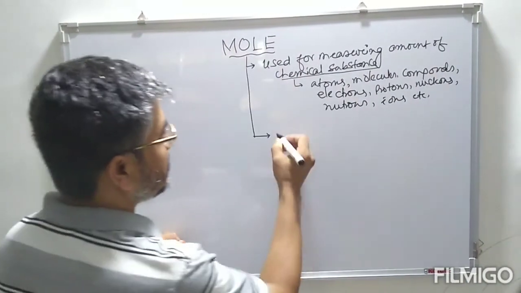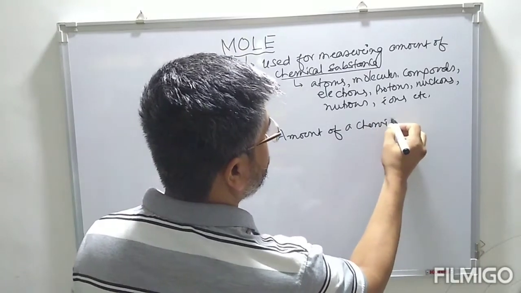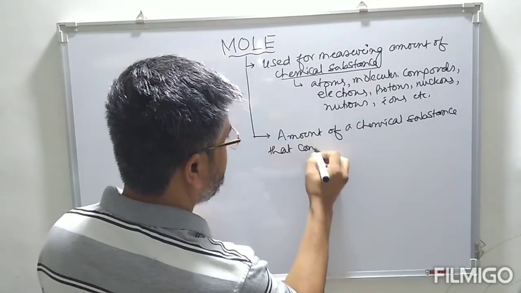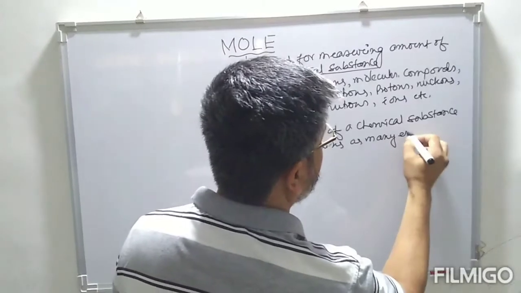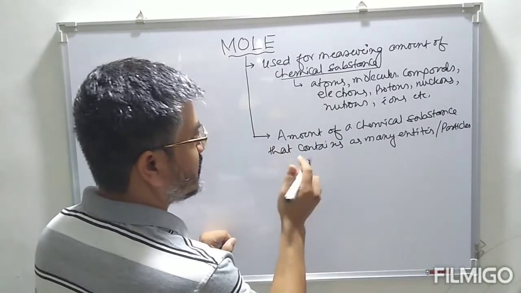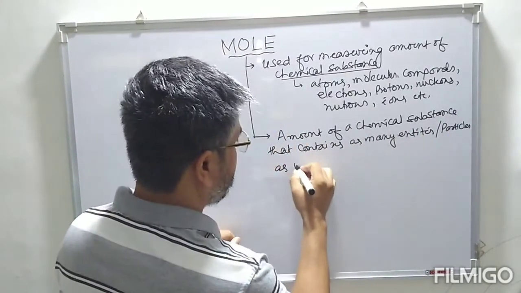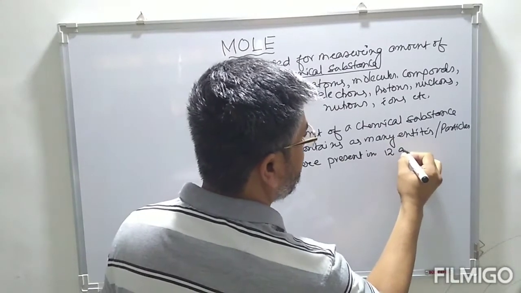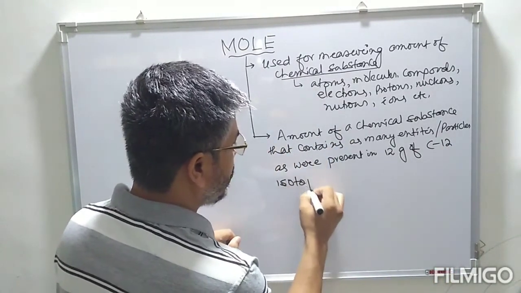So the definition of mole is: the amount of a chemical substance that contains as many entities or particles as were present in 12 gram of carbon 12 isotope.